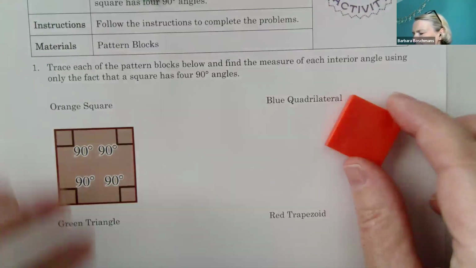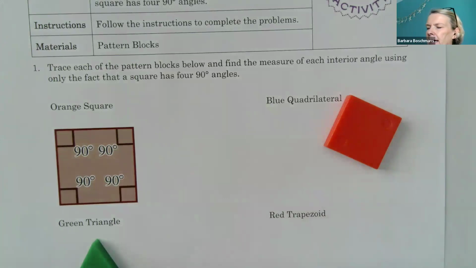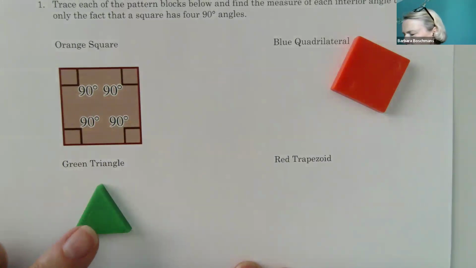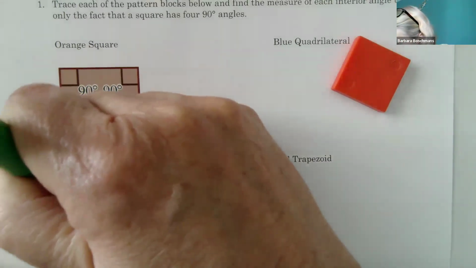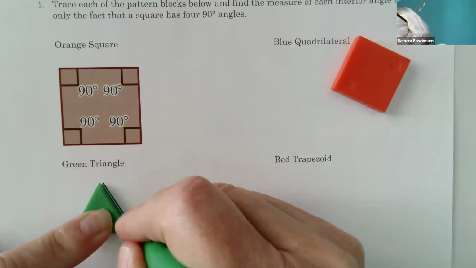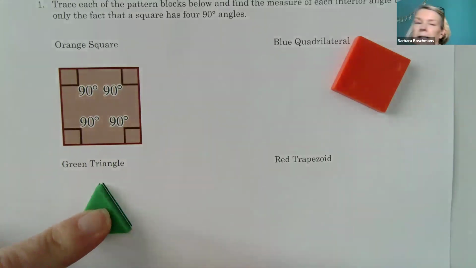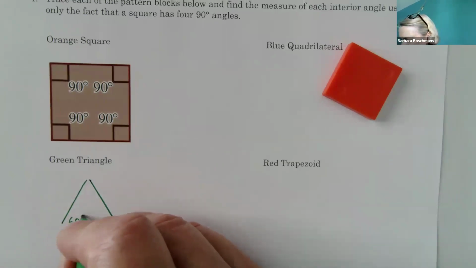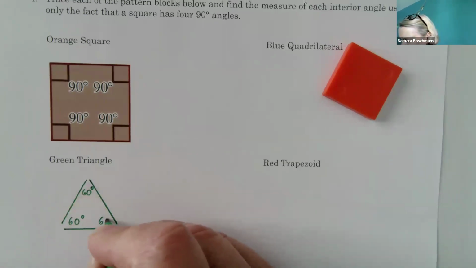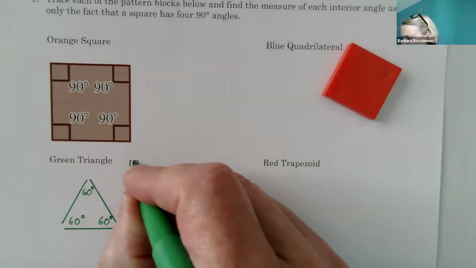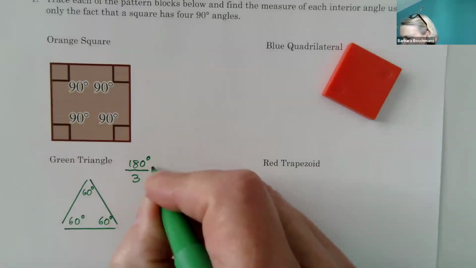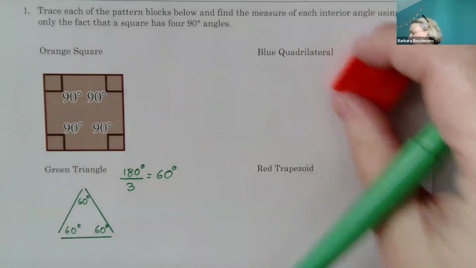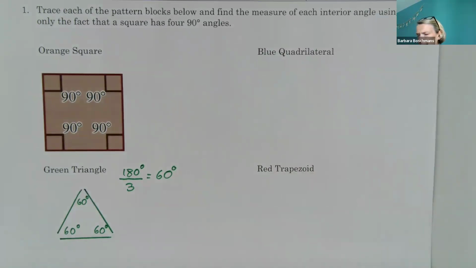If 3 of them make up a straight line, or 180 degrees, if I then trace one, if you're drawing these pattern blocks, each side of a pattern block is 1 inch. So if I were to draw this, then each triangle would be 60 degrees. And I'm getting that because a straight line was 180 degrees divided by 3 would be 60 degrees. Hopefully you've worked with pattern blocks before. If not, no big deal.